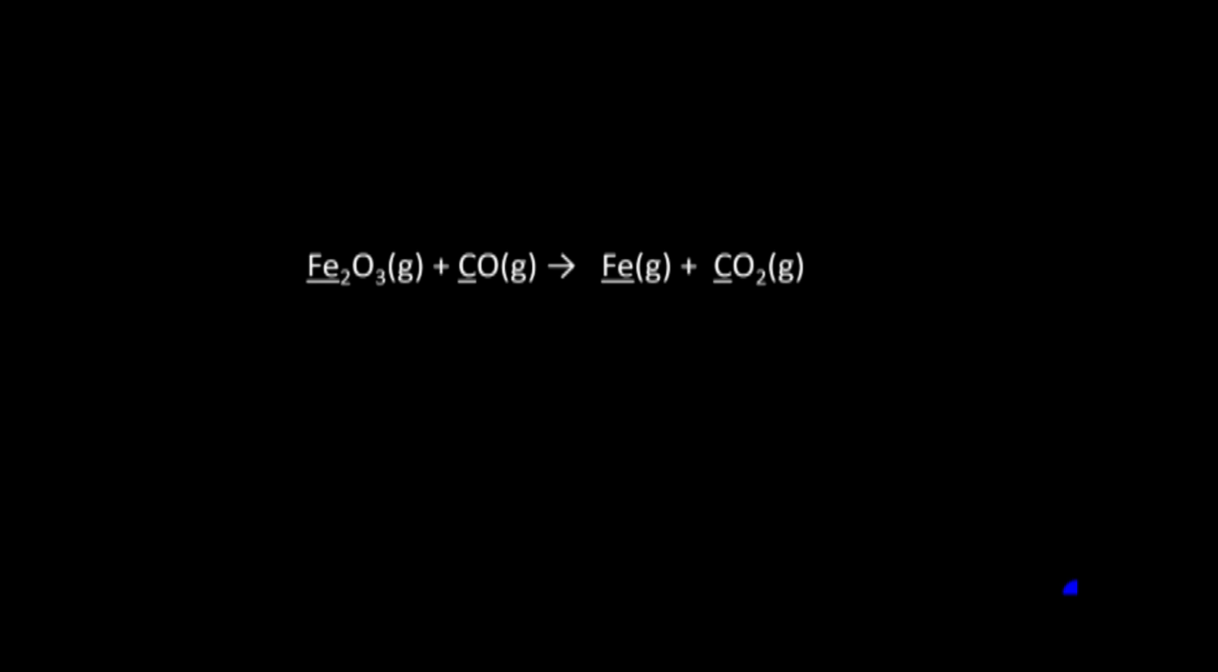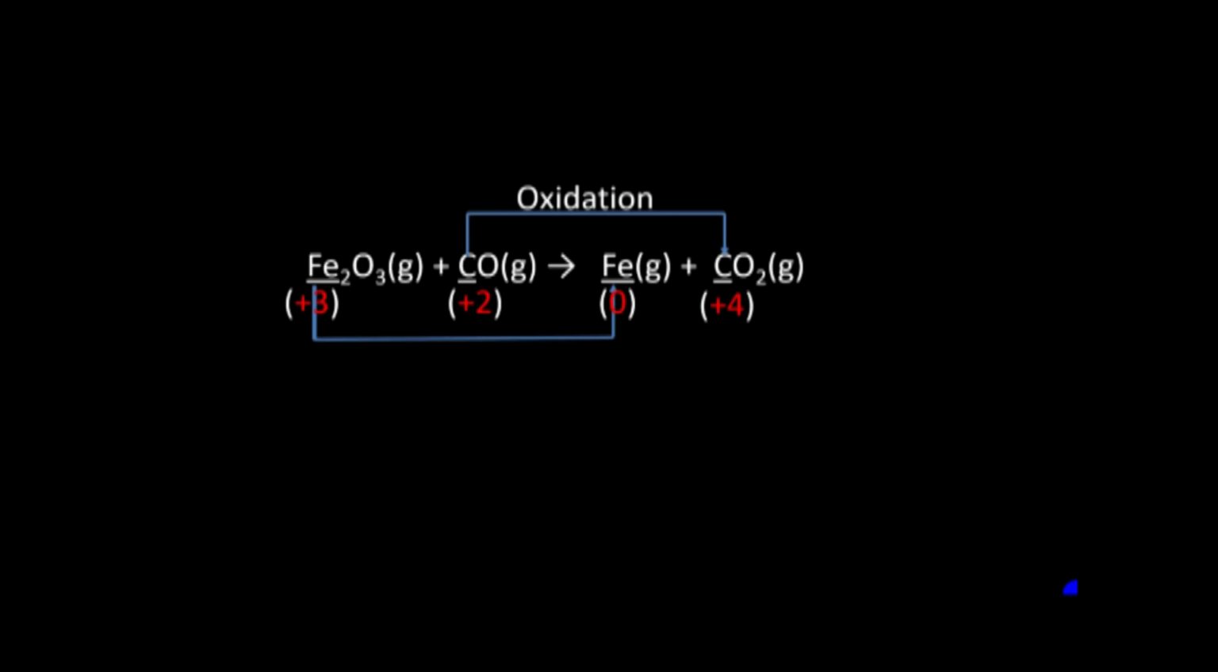This is a reducing agent. How it is a reducing agent we have to calculate from here. First we have to find the oxidation numbers, plus 3, plus 2, 0 and plus 4. Already you know this one. Here carbon is oxidized, plus 2 to plus 4, and this is oxidation, and iron is reduced. This is a reduction reaction, plus 3 to 0. Now the reducing agent is CO. CO is oxidized and reduces the iron 3 oxide, and iron 3 oxide is the oxidizing agent.